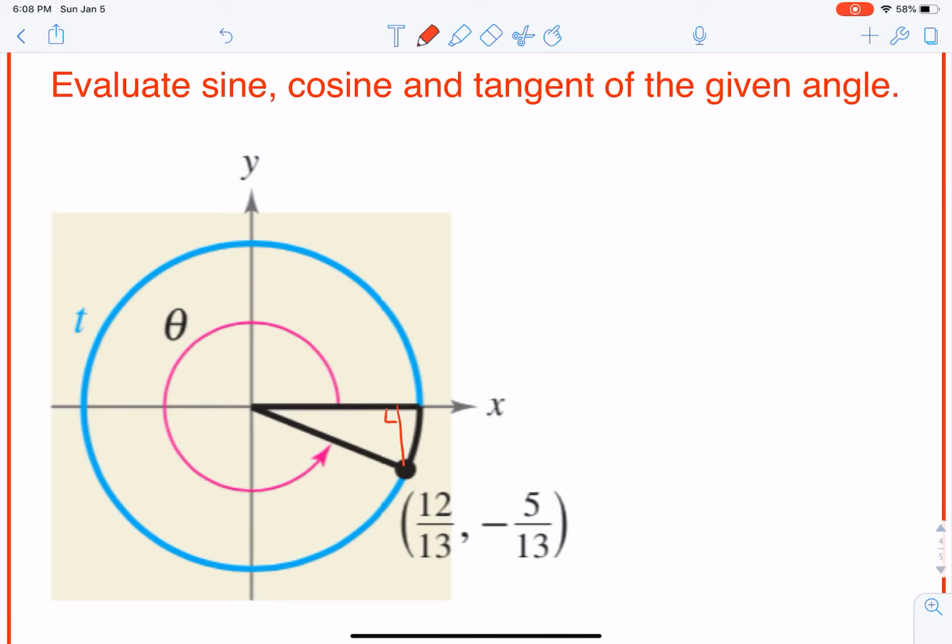So here's my angle, and if this is my x coordinate, I know that I'm here at 12/13, and if this is my y coordinate, I know that I'm over here at negative 5/13. So if I'm referencing this angle right here, see what we could do to figure out the sine, cosine, and tangent of these angles, and see if you notice any patterns in terms of the x and the y here, and what you end up finding for sine, cosine, and tangent of that angle.